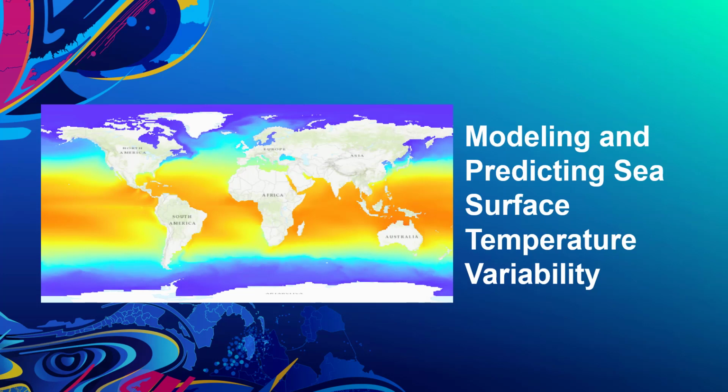Now I'm going to show you two demos. The first demo is modeling and predicting sea surface temperature variability. This demo will be done using the ArcGIS Pro interface. I will use both GP tools and raster functions.